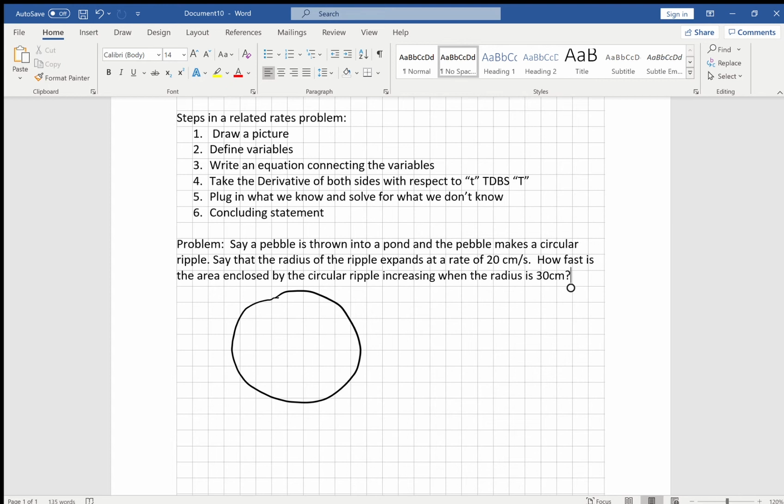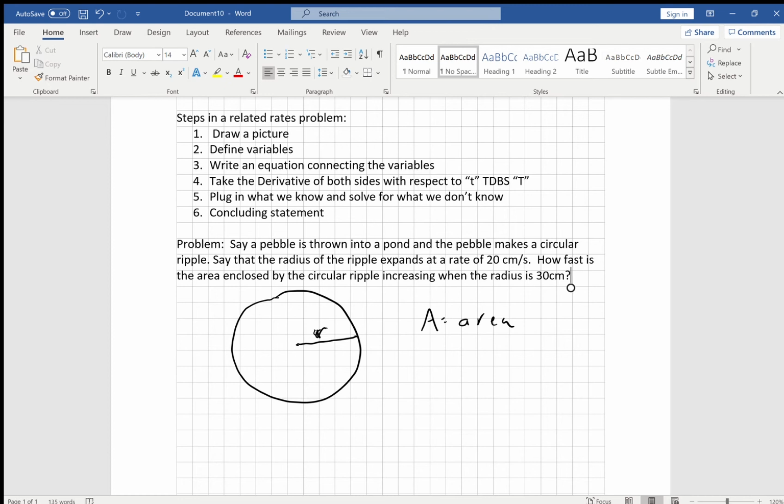So step 2, let's define some variables. We'll need radius. That's an R for radius. We can do that right on the picture. And we also need another variable. Radius is the variable whose rate we know. We know how fast that's changing. We would like to know the rate at which area is changing. So let A be area. Now that we know our radius and our area, we need to do part number 3.